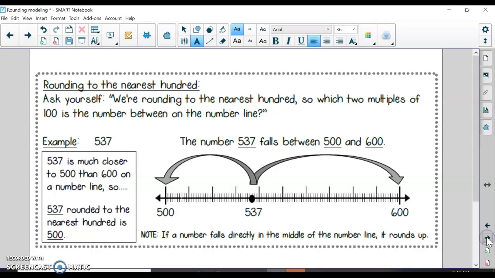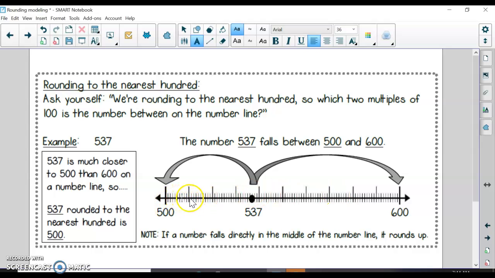So this is rounding to the nearest hundreds. You're going to notice this number line looks different. There are smaller lines on this number line, and that's because we're dealing with bigger numbers. Our number line has to have more spaces on it because we're not just jumping 10 spaces. We're jumping 100, going from 500 to 600. So we have tiny little ticks, little marks on the number line.